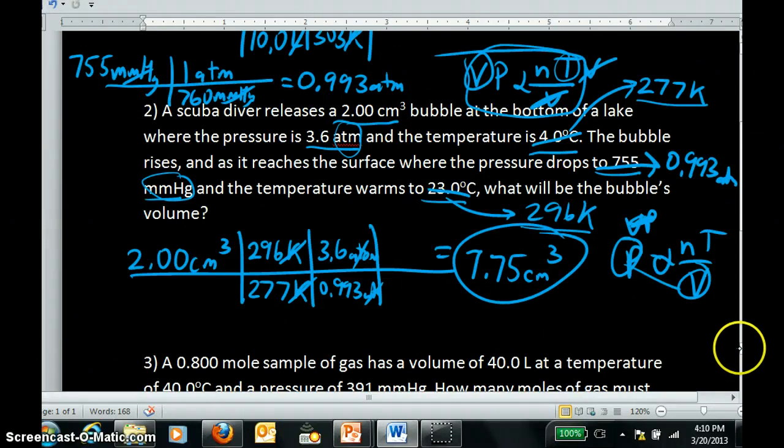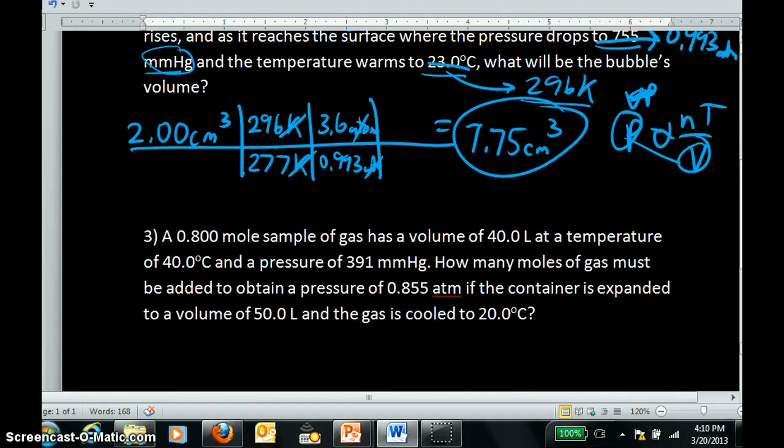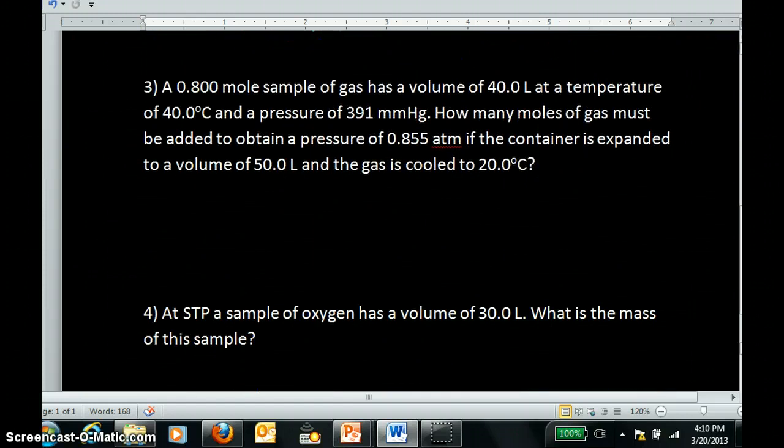Now, as another example, we've seen 2 changes in a couple of problems, but now look at what we've got. We have a molar amount of a gas, we know its volume, we know its temperature, and we know its pressure. And in this problem, we're going to change the pressure and change the volume and change the temperature and see what effect that has on the number of moles of gas.